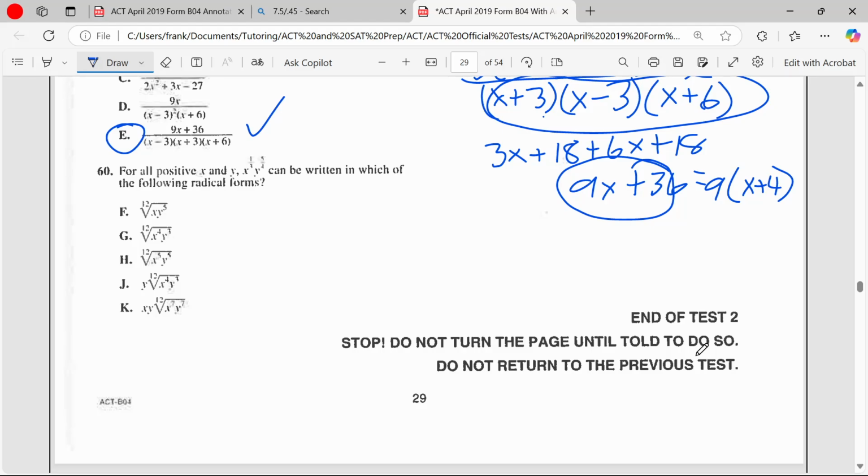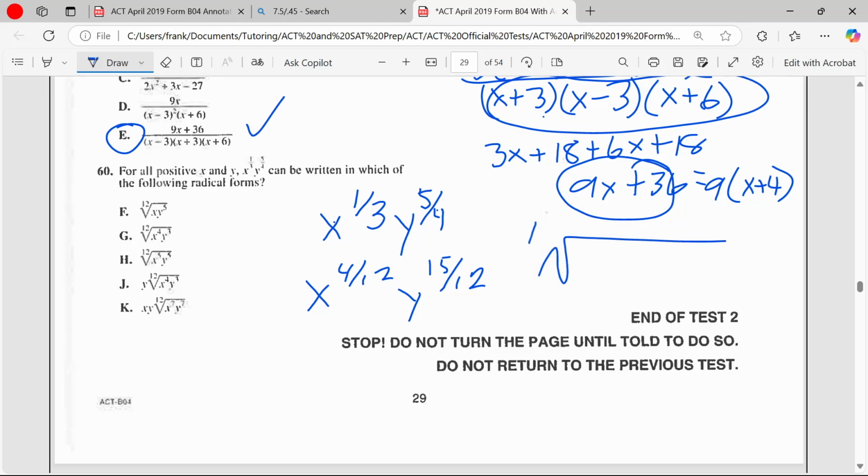So, for all positive x and y, x to the 1/3 and y to the 5/4. Well, if I want to put them both into a root, I'm going to need the same denominator. The denominator is the root, the numerator is the power. So it's just like adding fractions. I want the same denominator. The denominator will be 12. 3 goes into 12 four times, so this is x to the 4/12 times y to the 15/12.